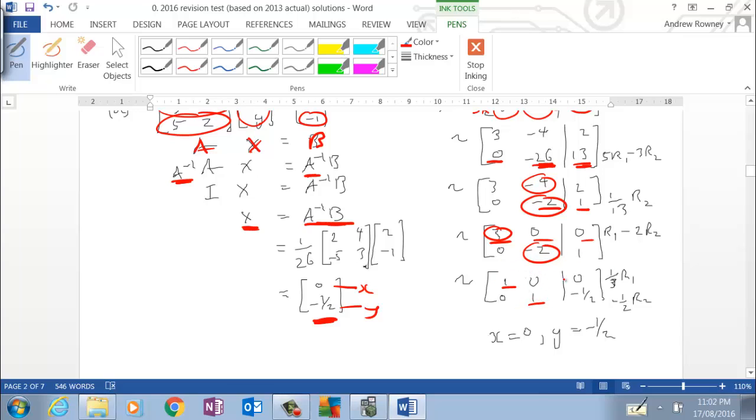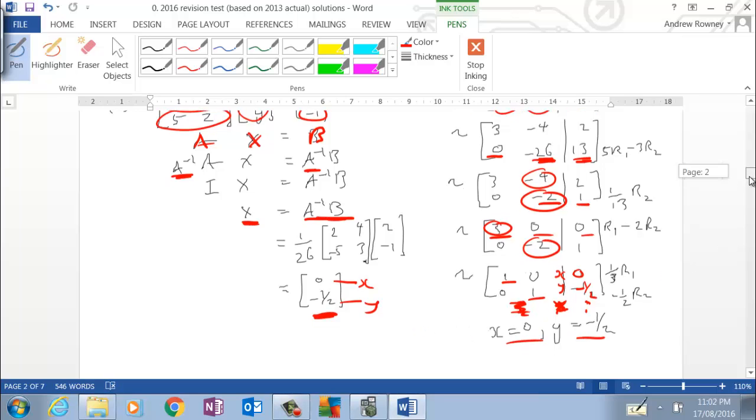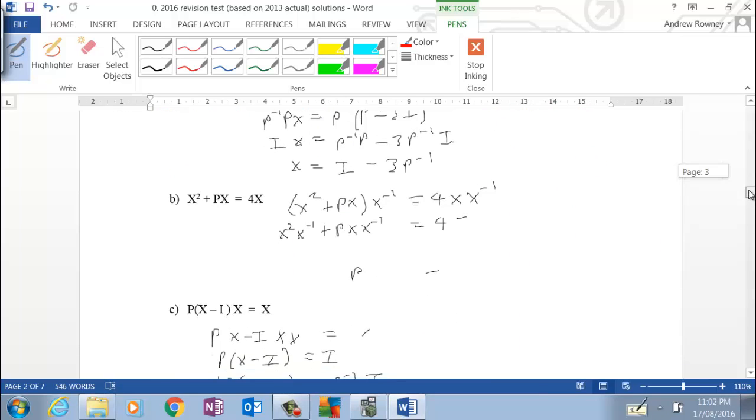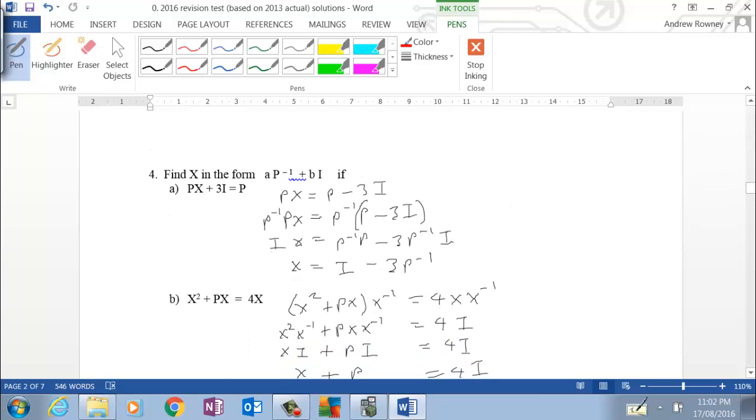Now we've got the identity, so really the way you read that is the identity times x equals this matrix here. Now the identity times x is just x. In other words, whatever's sitting here is your x, and x is x and y. So really x is the 0, y is the minus a half, and so we're getting the same answer. This is using matrix algebra.